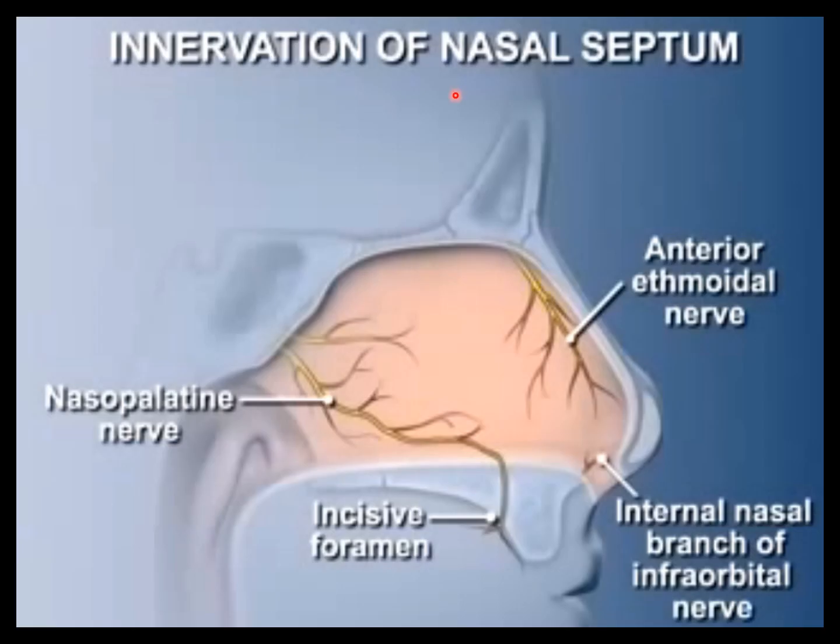The innervation of the nasal septum is the anterior ethmoidal nerve, the internal nasal branch of the infraorbital nerve, and the nasopalatine nerve. So just a brief review.